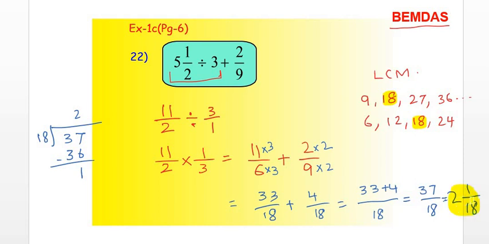Do you understand all the steps? So remember, keep this word in your mind. According to this word, we have to go step by step to solve the whole question. Let's solve some more questions.